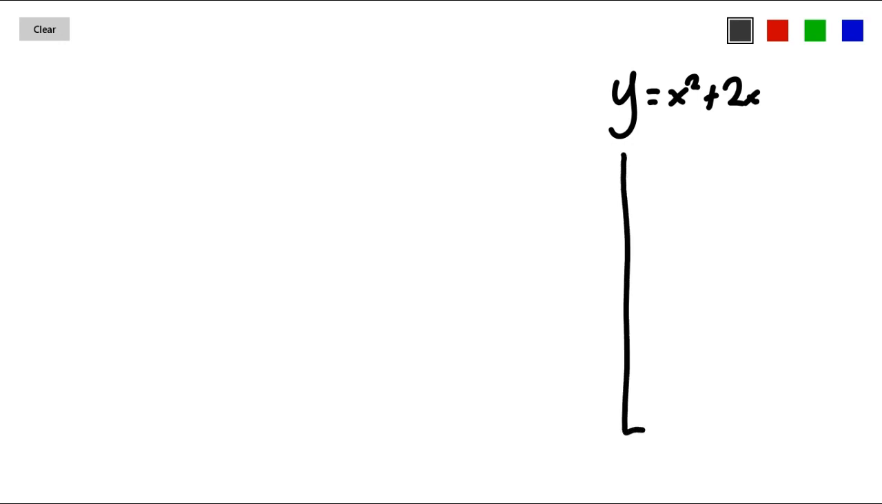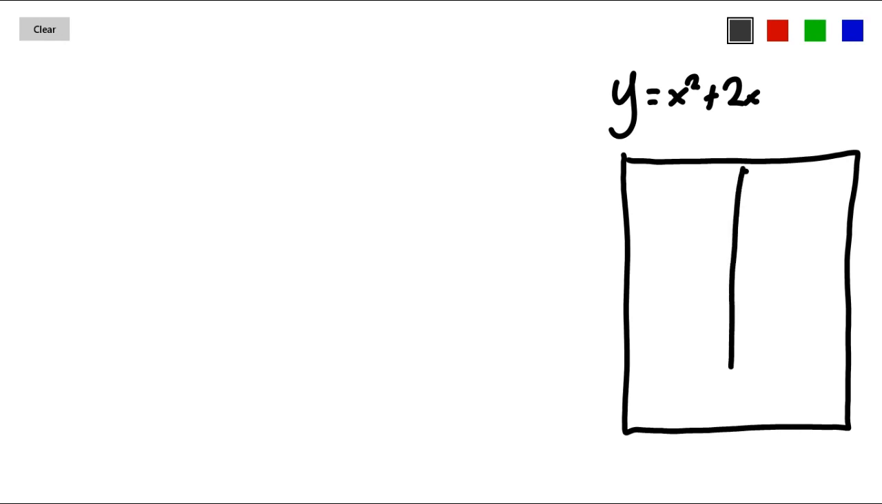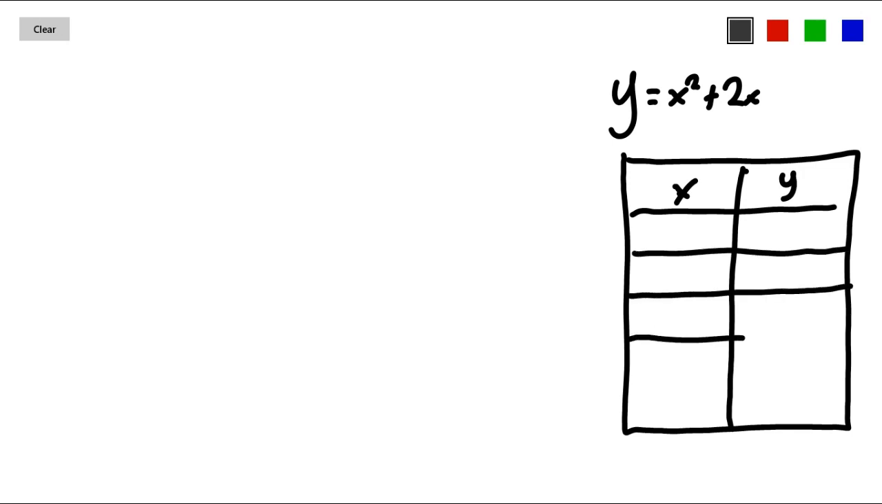So let's do another example. Let's say that y is equal to x squared plus 2x. So the same kind of thing. I'm going to draw a table, split it up. We have x in one column and y in the other column. And then I'm just going to make some rows that are going to correspond to some ordered pairs on the graph.